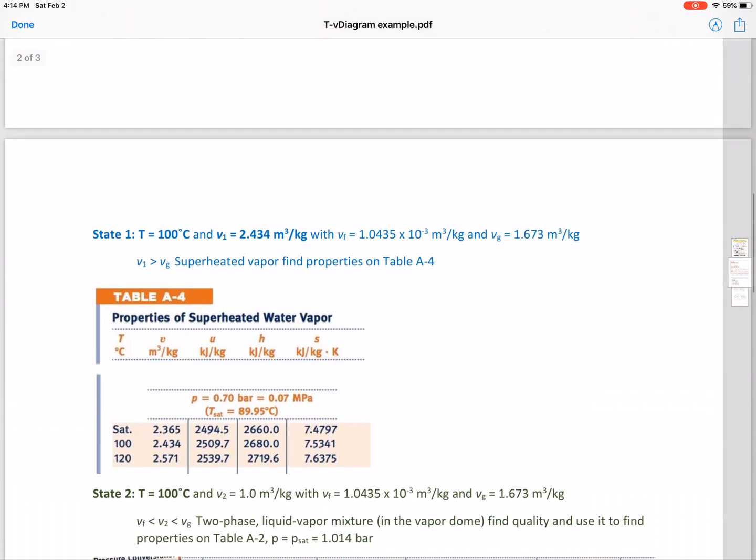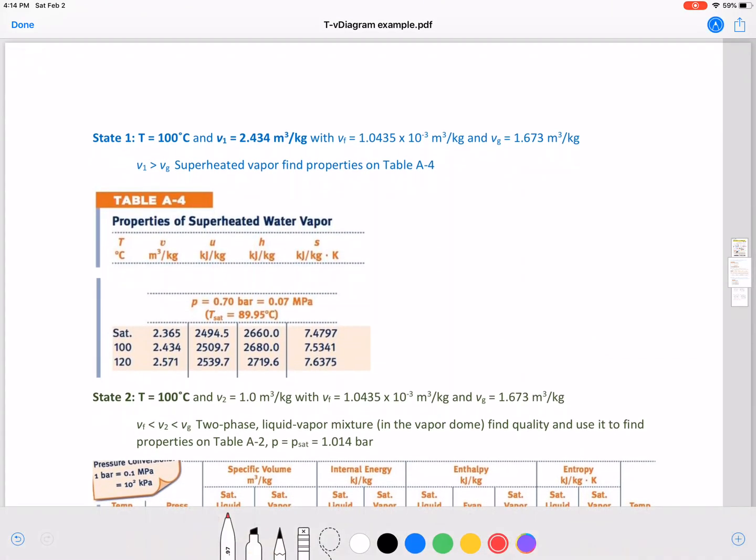So let's continue on here. Let's look at just state 1 first, and then we get state 2. So state 1, again, we have a temperature of 100 degrees Celsius, and a specific volume of this, and we know that we're greater than VG, so we have a superheated vapor, and we're going to use table A4. That's what we discovered above. So here's table A4, and I'm going to use this to find my value. I look through table A4, and I find where I have a temperature of 100 degrees Celsius and a specific volume given of 2.434. And so we find it on our chart, luckily. If it wasn't here, we would maybe have to interpolate to find it, but we do have it here.